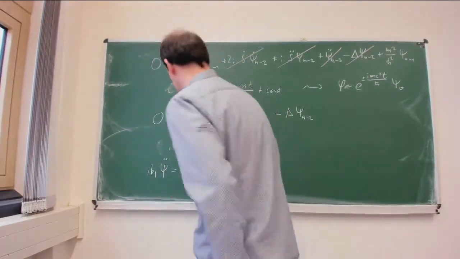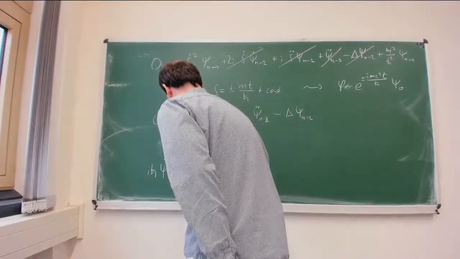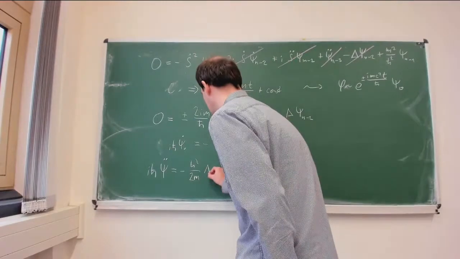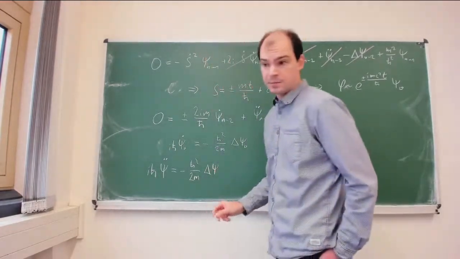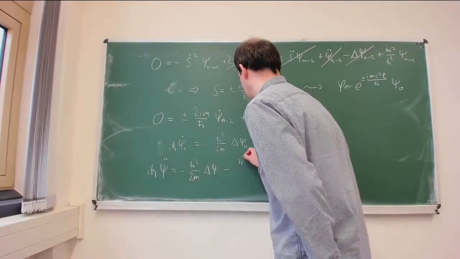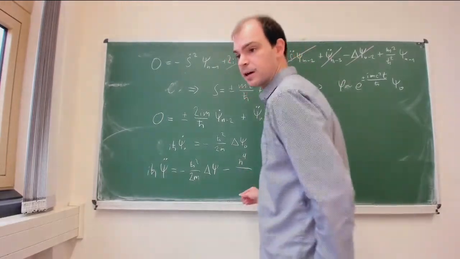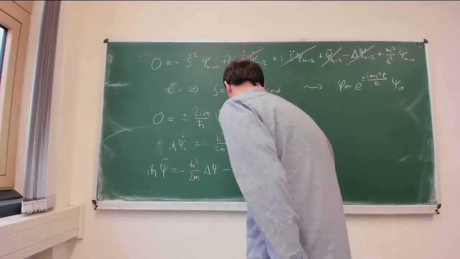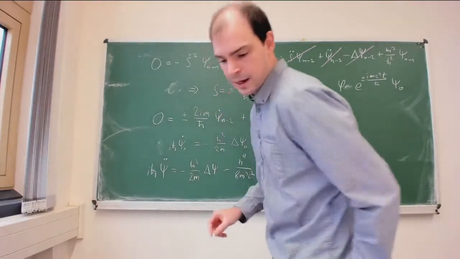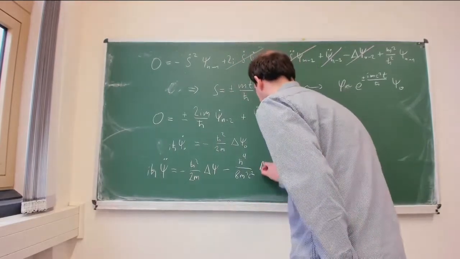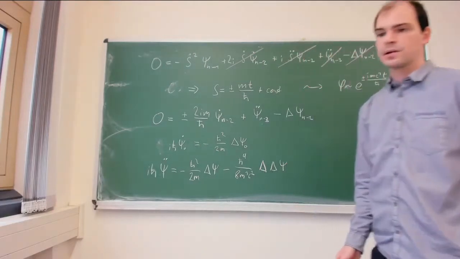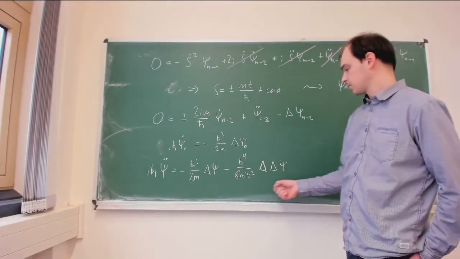i h bar psi dot equals minus h bar squared divided by 2m Laplacian of psi. And now we have minus h bar to the 4th divided by 8m cubed c squared, and then a double Laplacian. So this would be the relativistic correction of the Schrödinger equation.